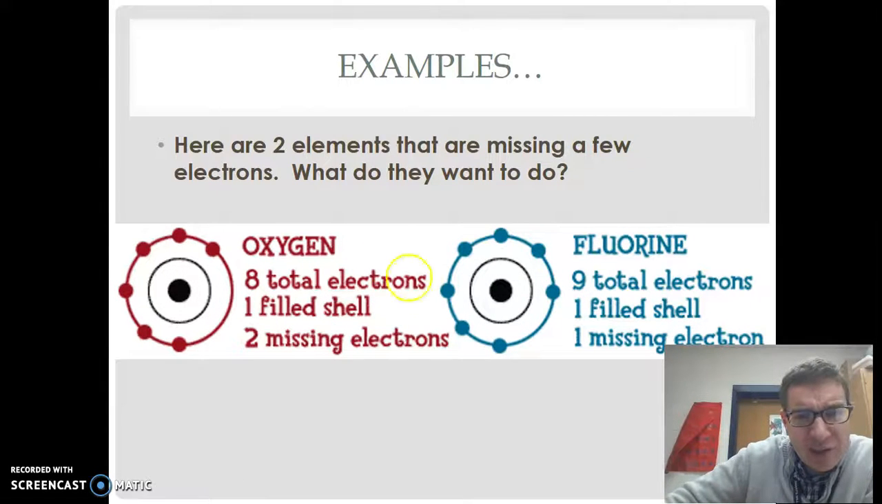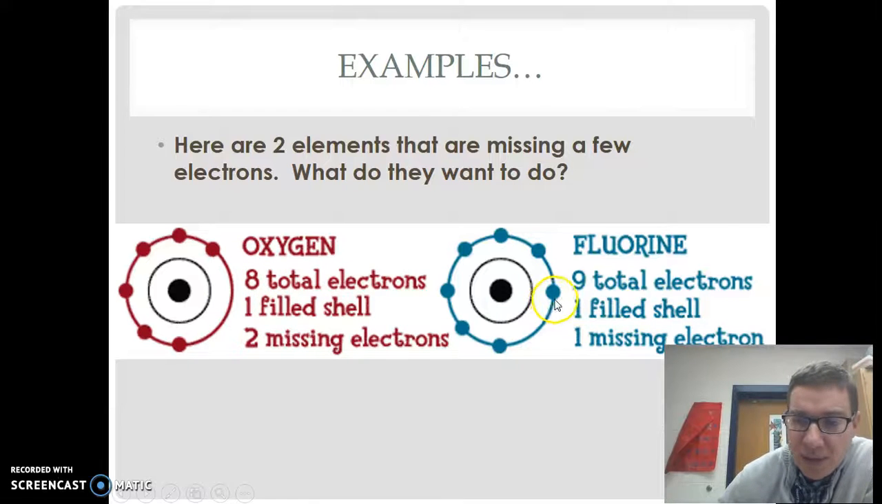The next one's here. Okay, 2 more examples. I want you to take a look. We have oxygen. Right? So remember, the first shell is totally filled. Okay, the second shell is missing 2. So do you think this is going to want to give away electrons or steal electrons? Well, it only needs 2 more, so it's easier for oxygen to steal electrons.